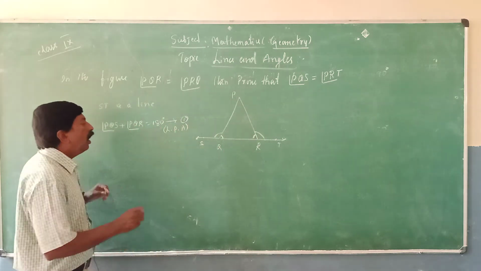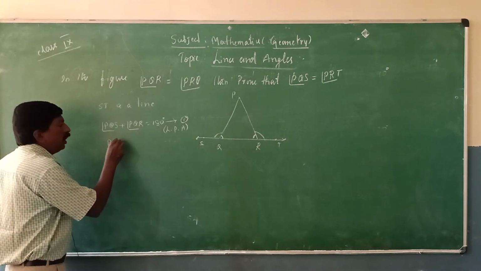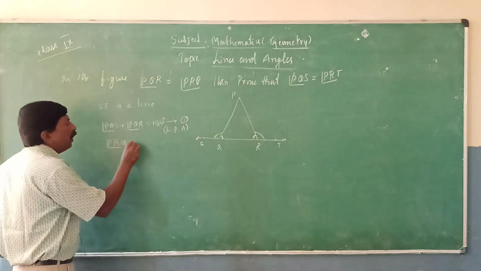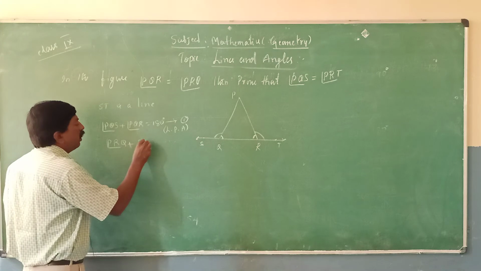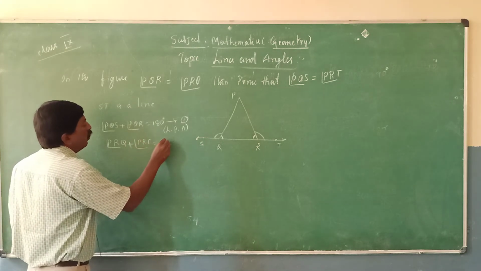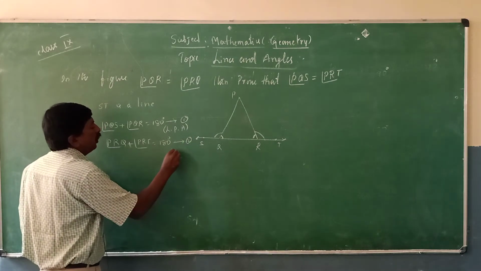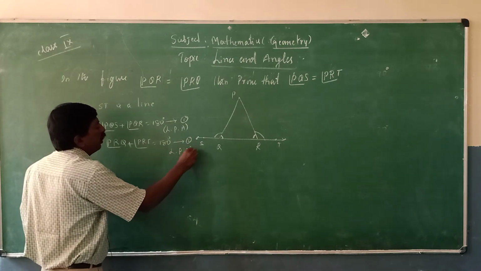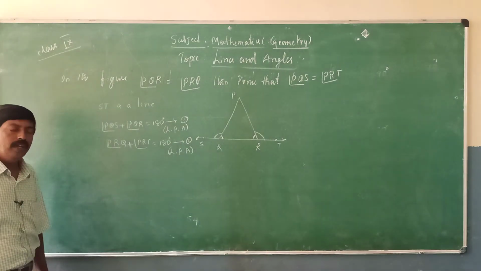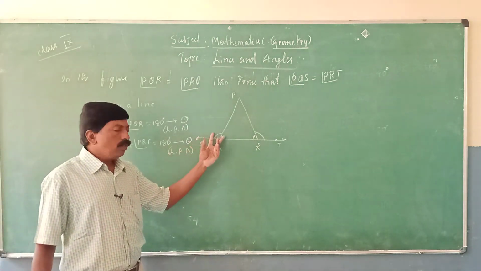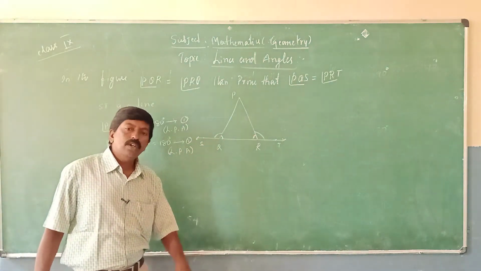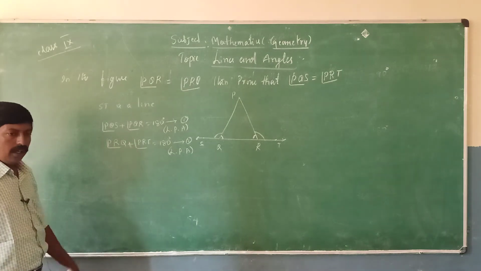Therefore, PRQ plus PRT is equal to 180 degrees. Call this equation 2. The reason is linear pair of angles. Now observe here. The sum of these two is 180 degrees. The sum of these two is also 180 degrees.